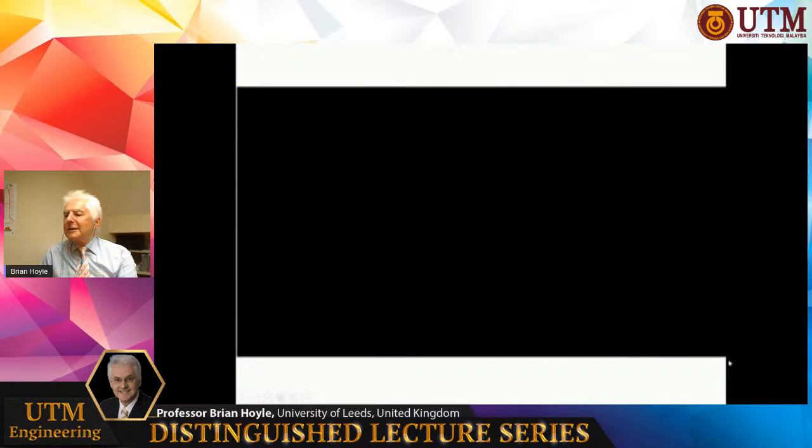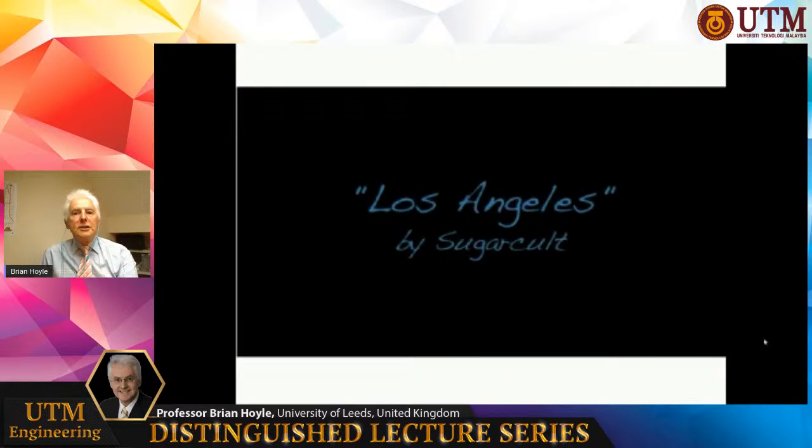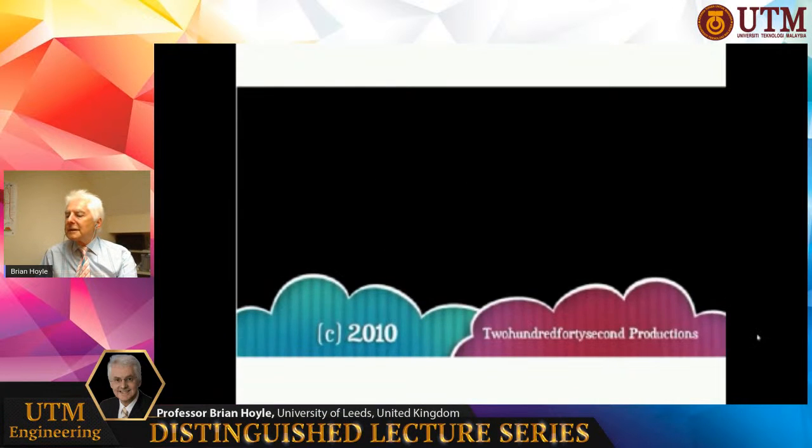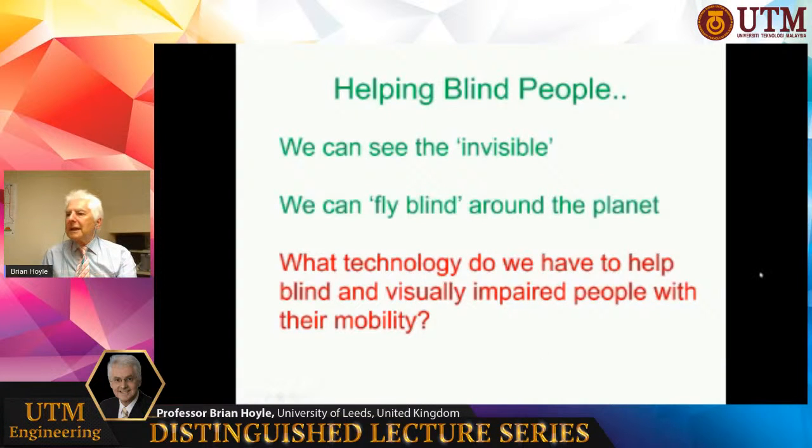So we made it. And we made it really thanks to a collection of sensors and processors on board this A380 aircraft. So let's move on to our next little challenge of sensors and how we can do something with them. So we've seen the invisible. We've shown that we can fly blind almost literally around the planet with very large machines. What technology then do we have to help blind and visually impaired people with their mobility?